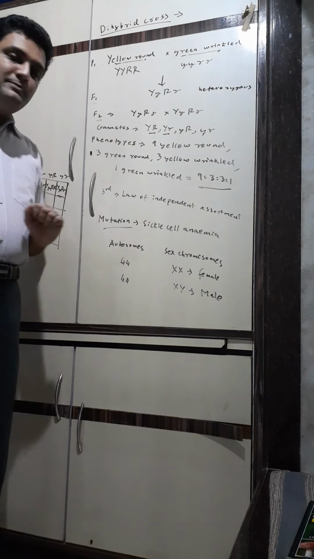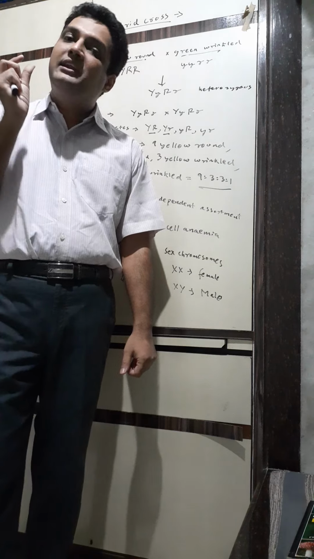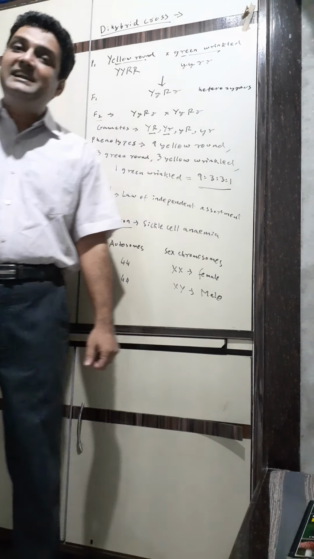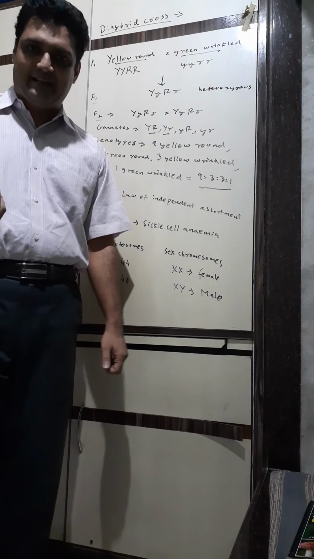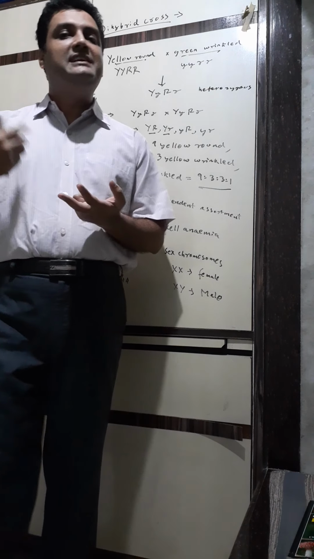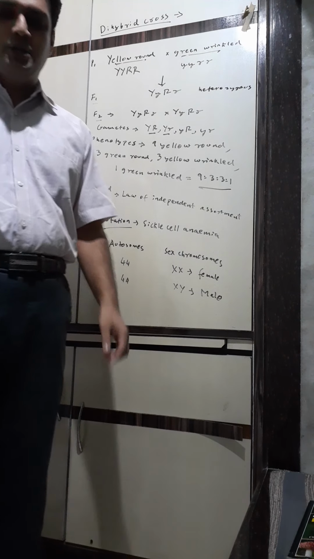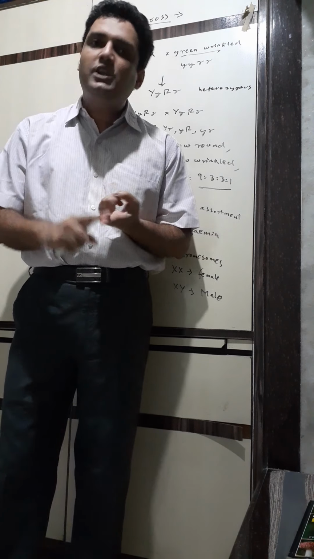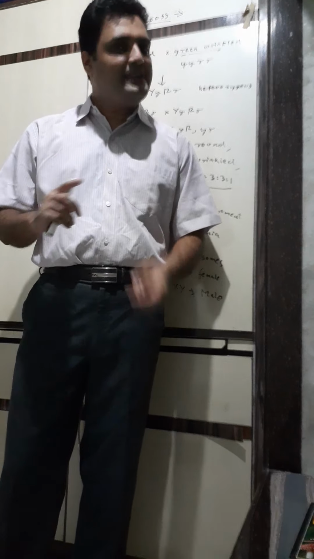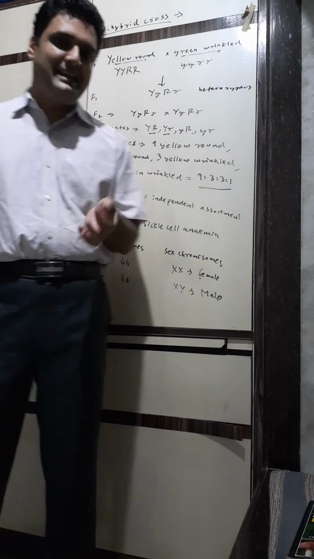What is mutation? Any change in the gene or in the chromosome which leads to physical effects, and which is transmitted to the next generation, is called a mutation. Best example, sickle cell anemia.